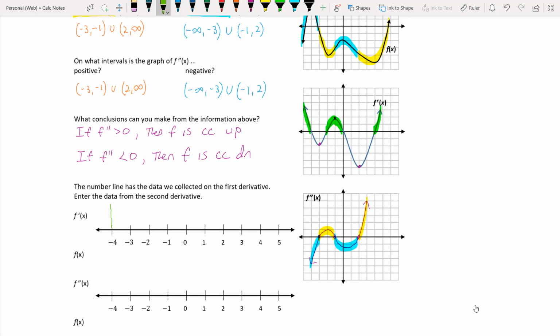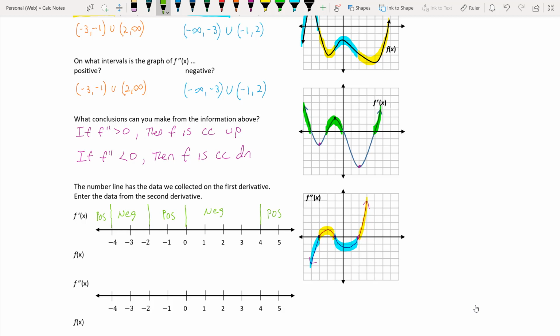And then I'm also positive from negative 2 to 0. And then I'm positive from 4 to infinity. All the other sections in here are going to be negative. Negative from negative 4 to negative 2, negative from 0 to 4. And you can see based on the graph, I'm definitely negative from 0 to 4 there.